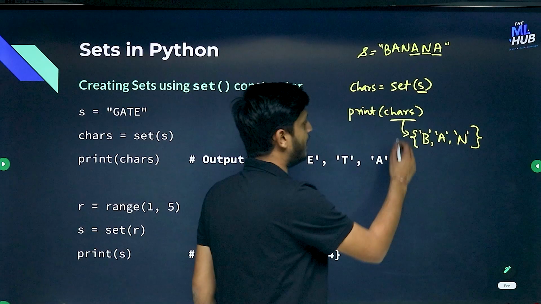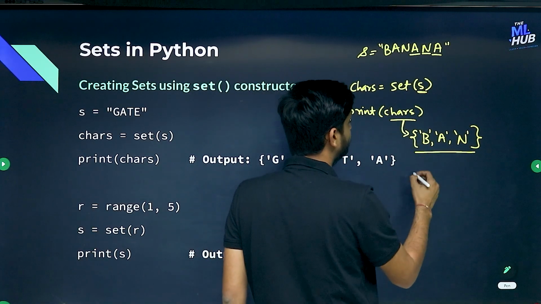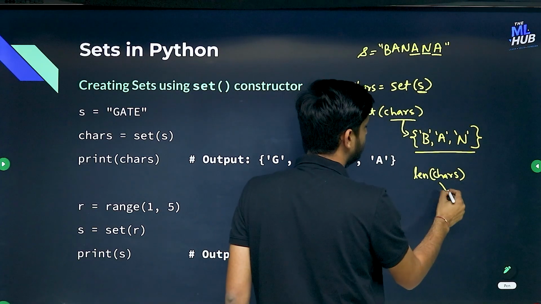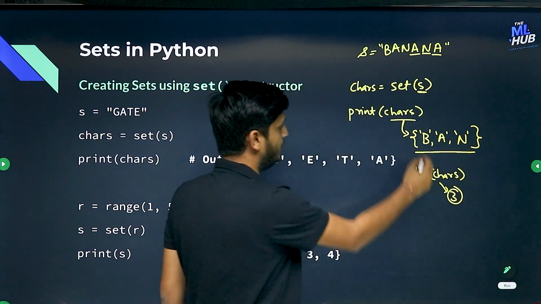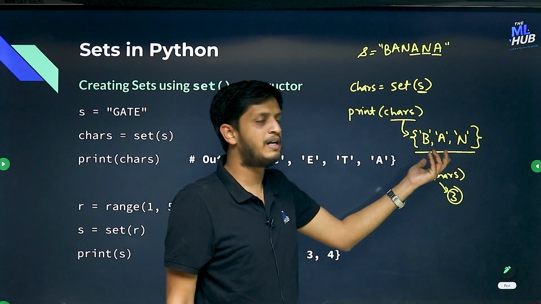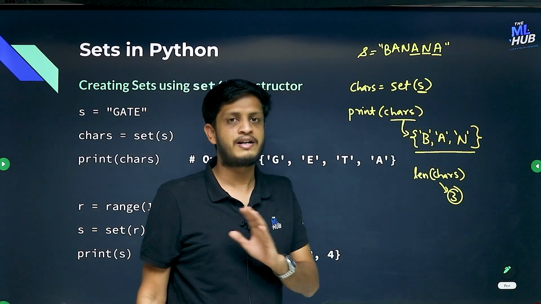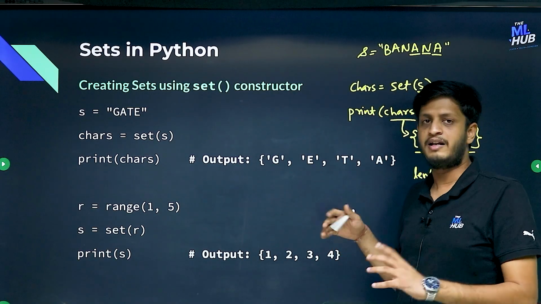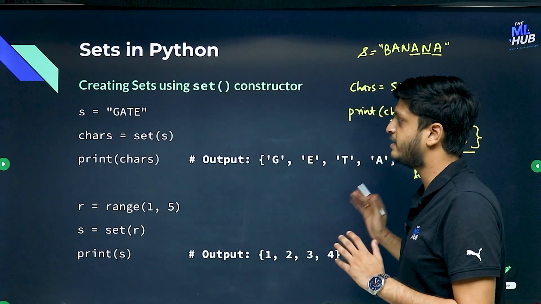So when you print chars, this will be the output, and the length of the chars, which means the number of elements inside this set, will be 3. There are only 3 unique elements. And order again can be different. If you're printing chars, you can have N, A, B, or A and B, any order. Order is not guaranteed. So output can be G, E, T, A. Any output can be there, okay? So order is not guaranteed.